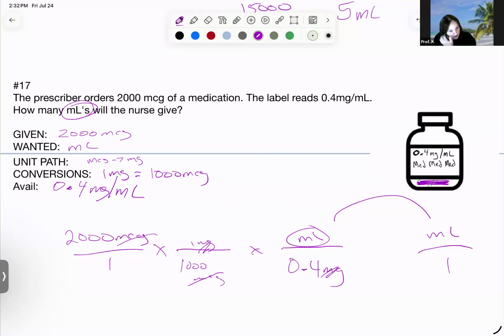Excellent. So now it's just math. When I multiply across the top, it is 2,000, and across the bottom it's 400. And when I divide, it will give me a solid 5 milliliters.